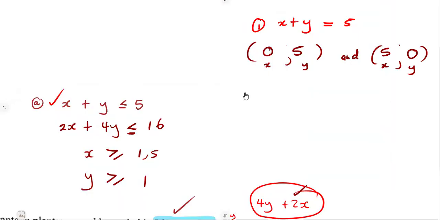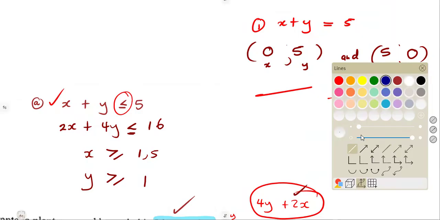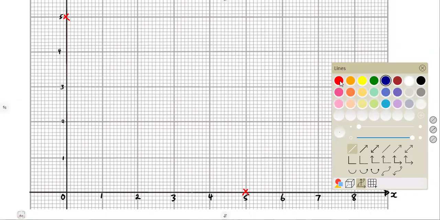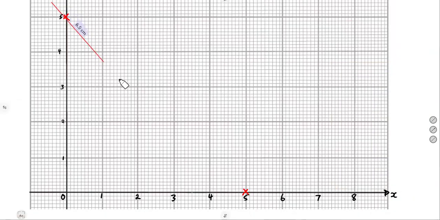And what are we going to have in terms of the type of the line? Is it going to be continuous or a broken line? Because of the inequality sign, less than or equal to, the equal to there, we are going to have a continuous line. That is the condition. So these 2 points, you join them with a continuous line, just like that.